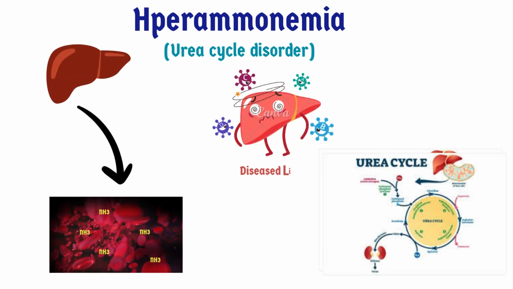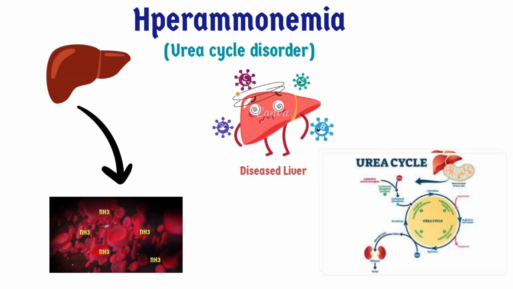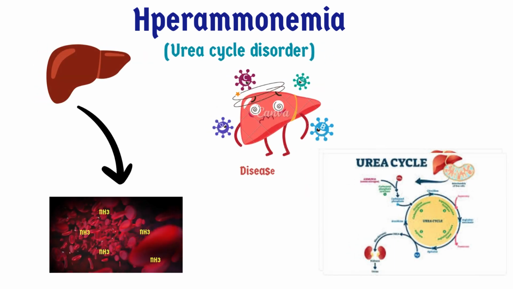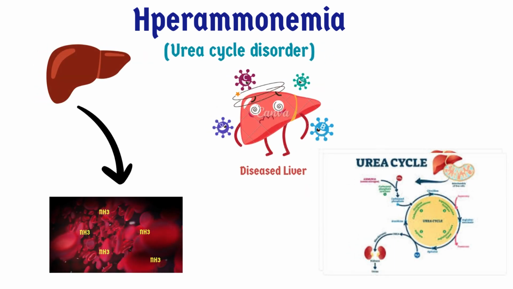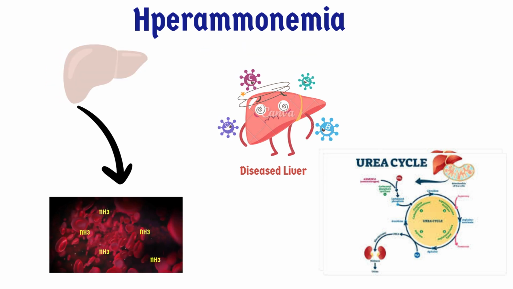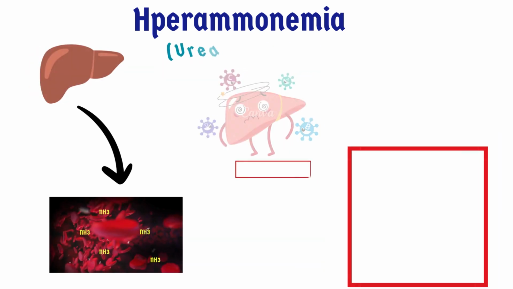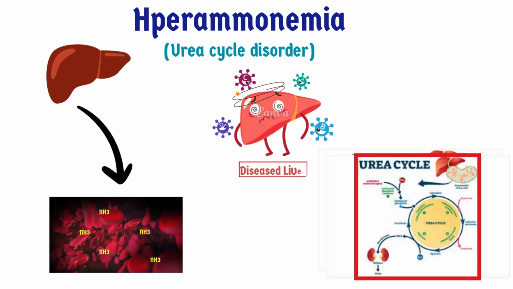Hyperammonemia occurs when there's an excess of ammonia in the blood. Normally, the liver converts it into urea for excretion. But when the liver is damaged, or a genetic disorder is present, ammonia builds up, causing harm. The two main causes are liver disease and urea cycle disorders.